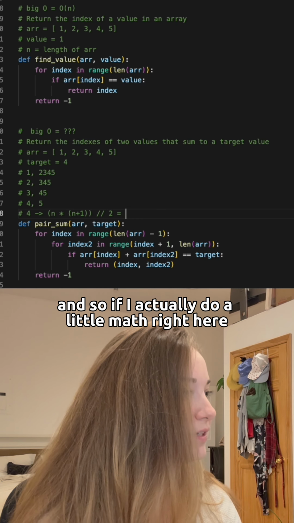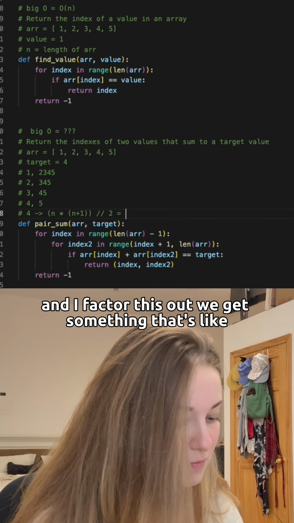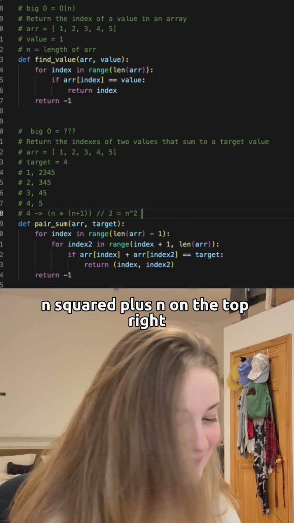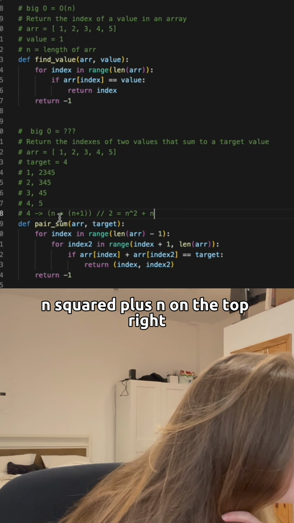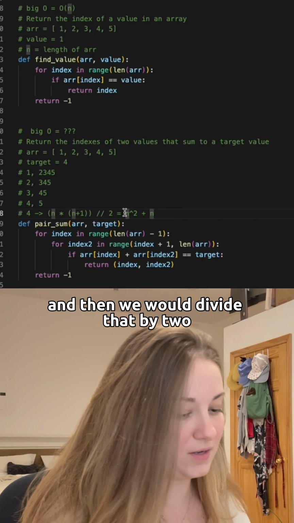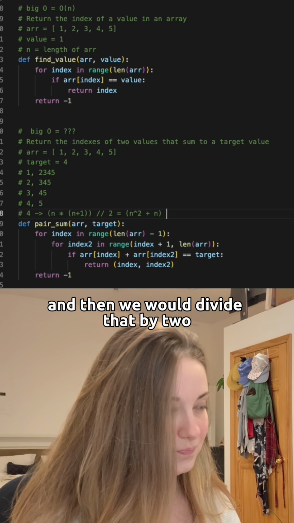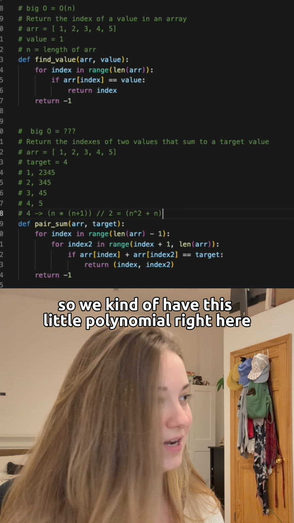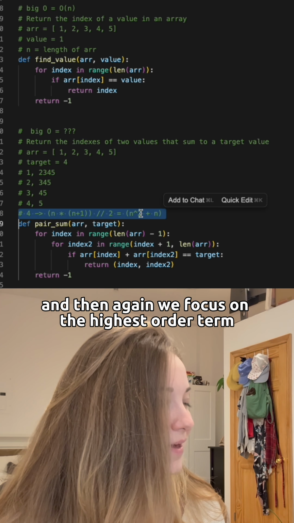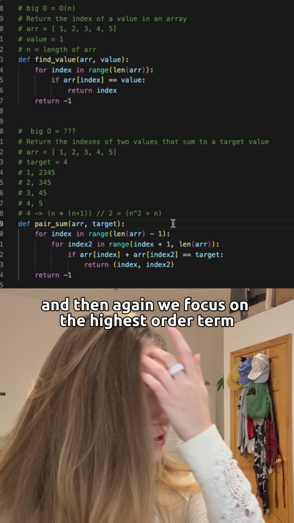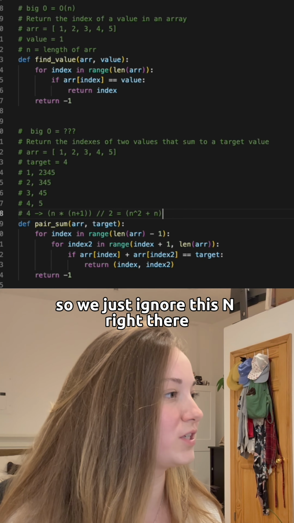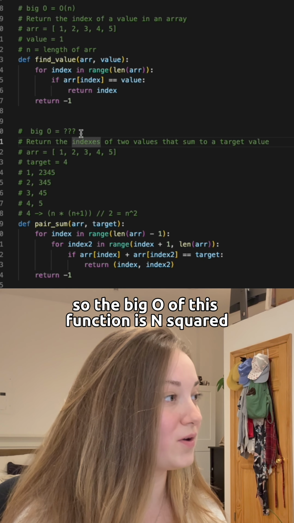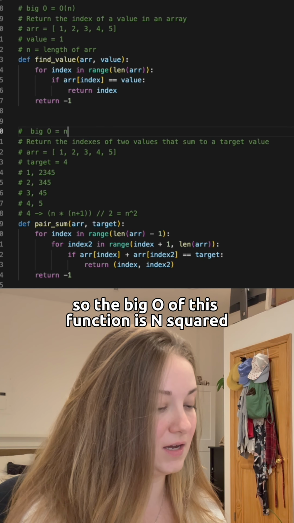And so if I do a little math right here and factor this out, we get n squared plus n on the top, that's the numerator, and then we divide that by 2. But 2 is just a constant, so we ignore the 2 entirely. So we have this little polynomial right here. And then again, we focus on the highest order term, the most dominant term, so we just ignore this n right there. So the big O of this function is n squared.